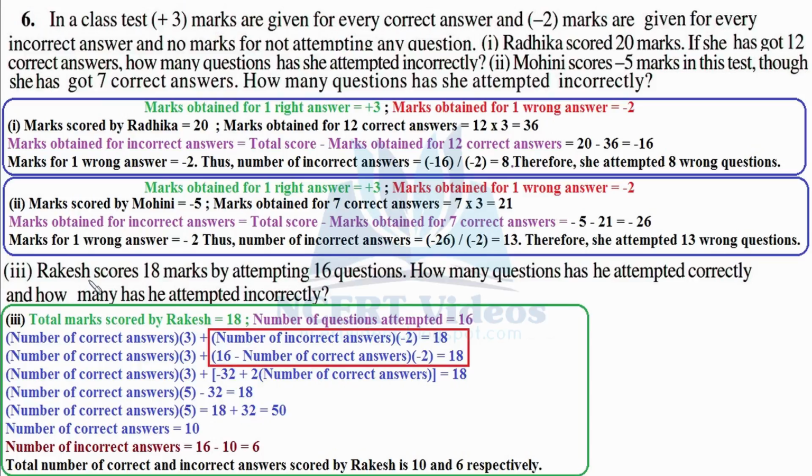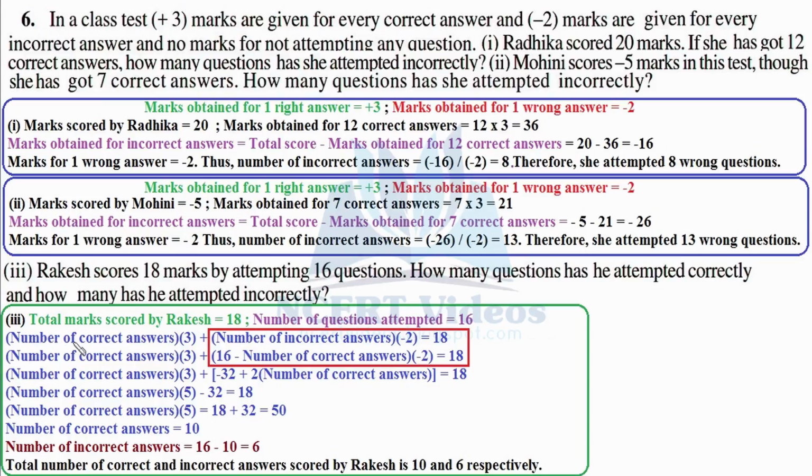Now third, Rakesh scores 18 marks by attempting 16 questions. So total marks scored by Rakesh are 18 when he attempts 16 questions. So we wrote that down. Now how many questions has he attempted correctly and how many has he attempted incorrectly? So now in this case we have to find the questions again. So how can we do it? We don't know the number of correct answers. So we'll take it as either X or you just write it here. So number of correct answers into 3. This will give you marks for correct answers, but you don't know how many those are.